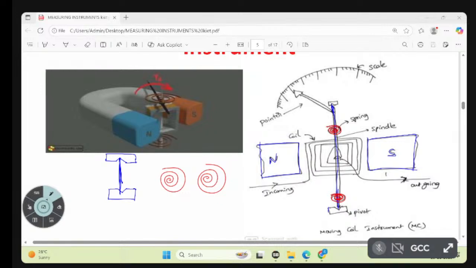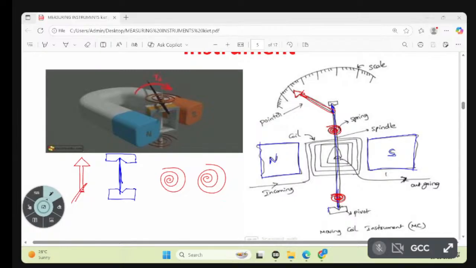Then it is a pointer. It is a pointer. It is fitted to the spindle. Okay.